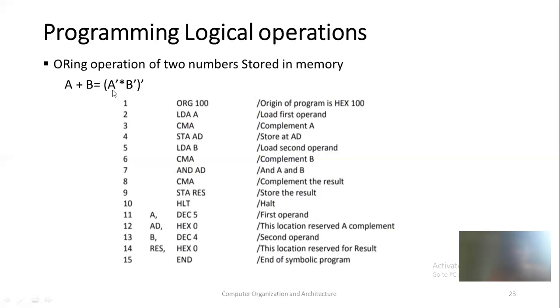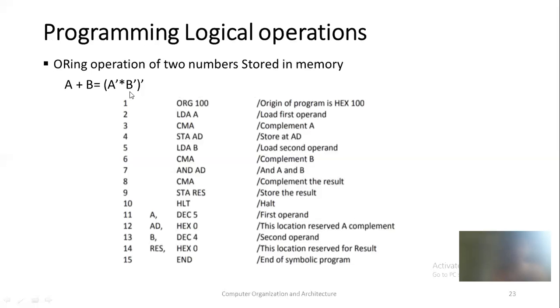First what you have to do? First you have to load number a, load the number from location A. Then you have to complement that number, by using the complement instruction CMA. Then you have to take the number from location B, then complement it. So we have A's complement and B's complement, but we have only one accumulator. So at this time you have to store this complement at some temporary location. Then only can you do the ANDing of these two results.